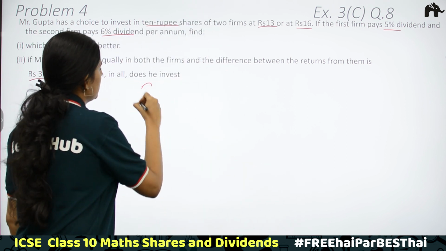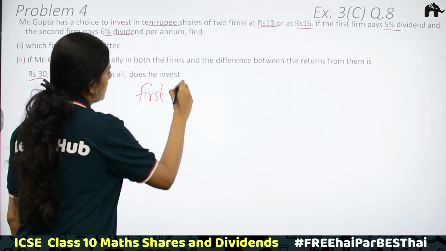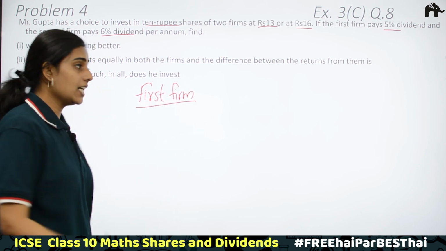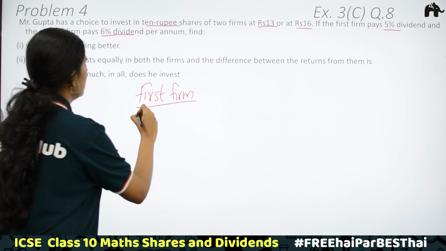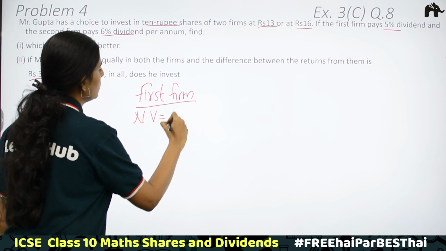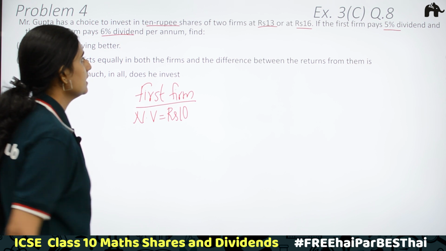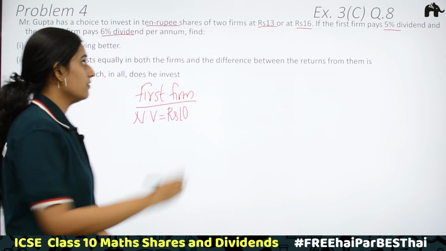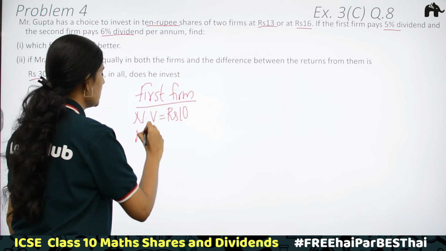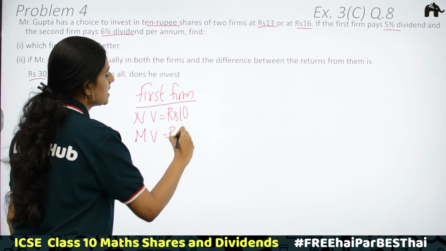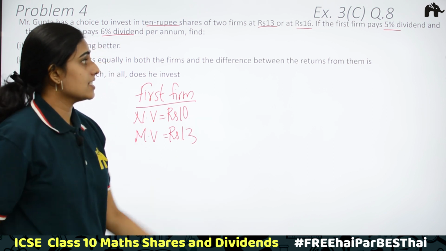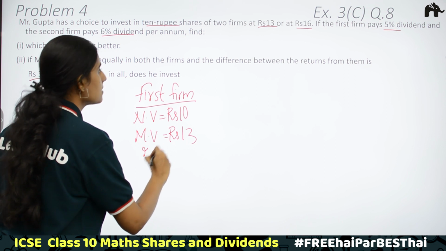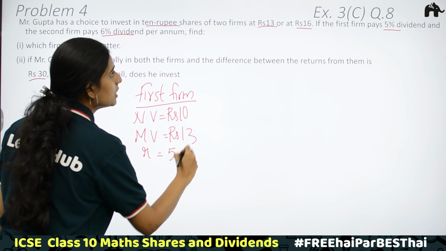So, for the first firm, we need to find the income percentage. Given nominal value is equal to rupees 10, then of two firms at rupees 13 and rupees 16, which means for the first firm, the market value is rupees 13. And for the first firm, the dividend percentage or rate of dividend is 5%.